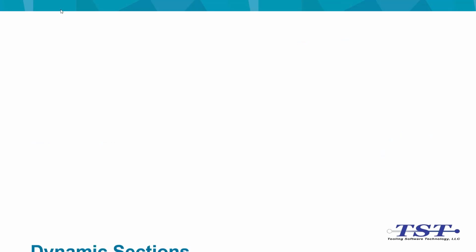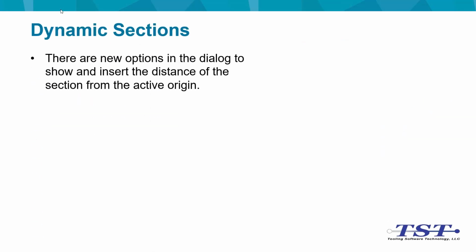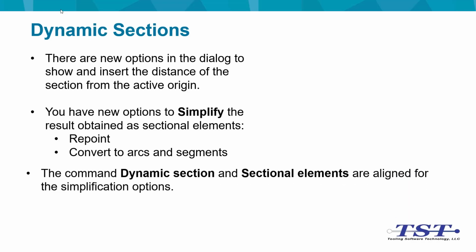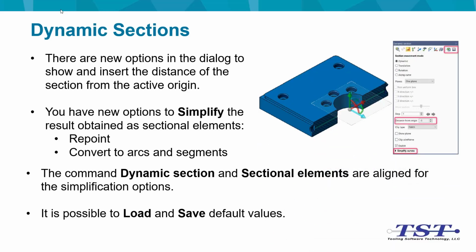So we're going to go into the analysis enhancements. Within Dynamic Section, there's a new option in the dialog to show you the instance distance from an active origin. You can simplify. When you're creating a section, you could repoint and convert the lines to arcs, just like with the sectional elements. So the command Dynamic Section and Sectional Elements allows you to align and simplify your options. It is also possible to load and save default values within the Dynamic Section. Again, another one requested by many people. So if you have certain settings set, you now can save those as defaults for Dynamic Section.